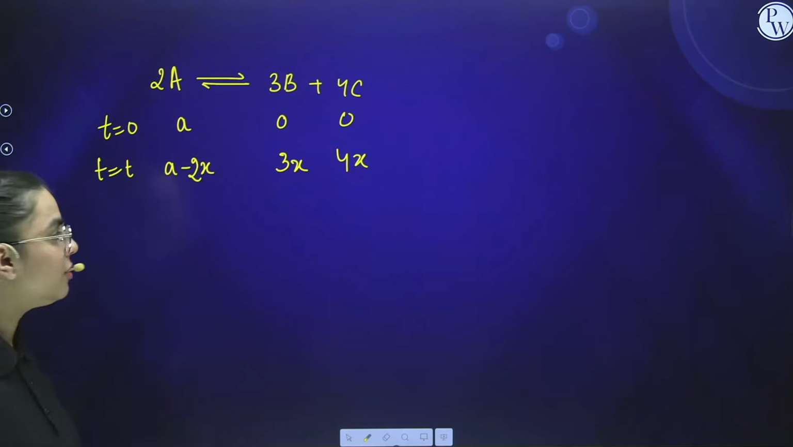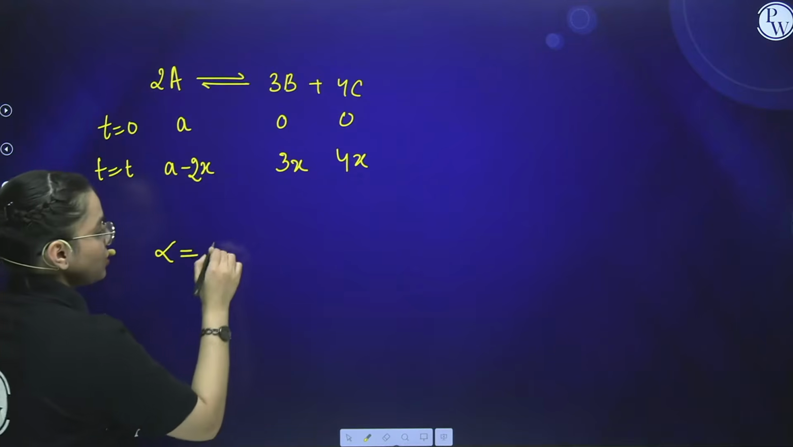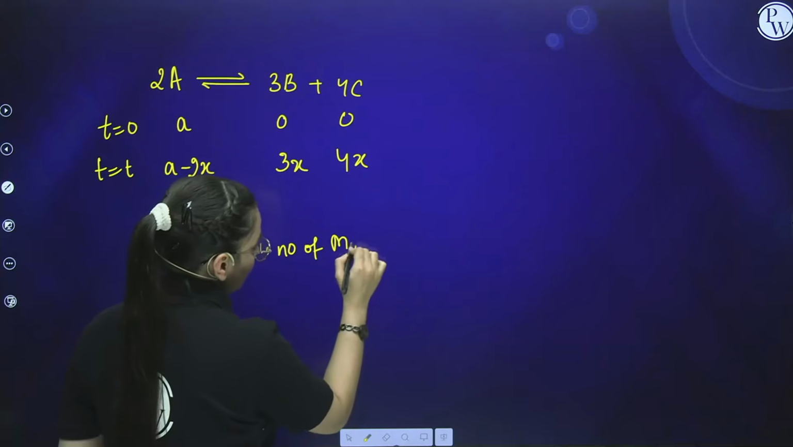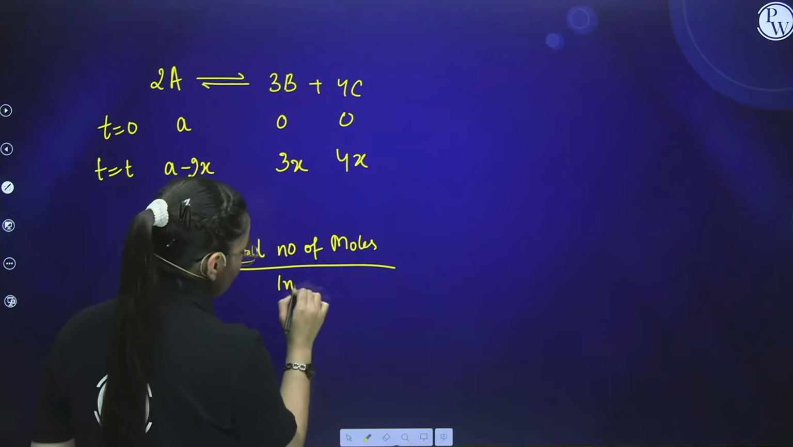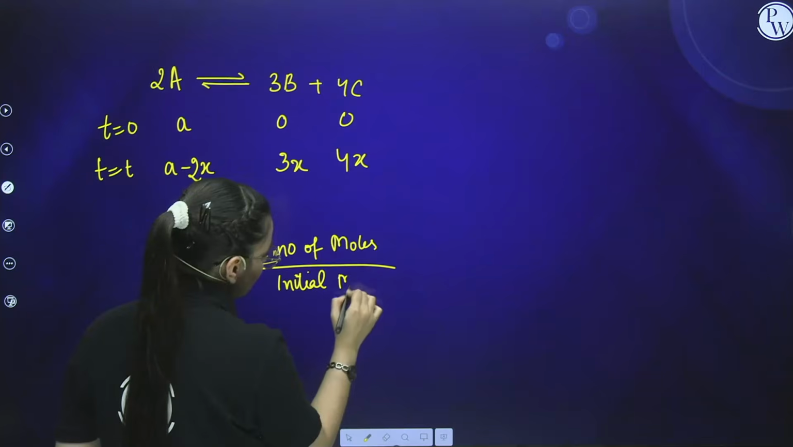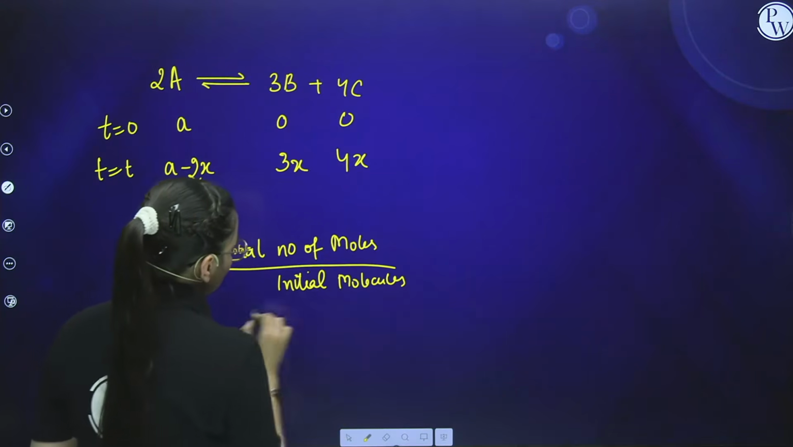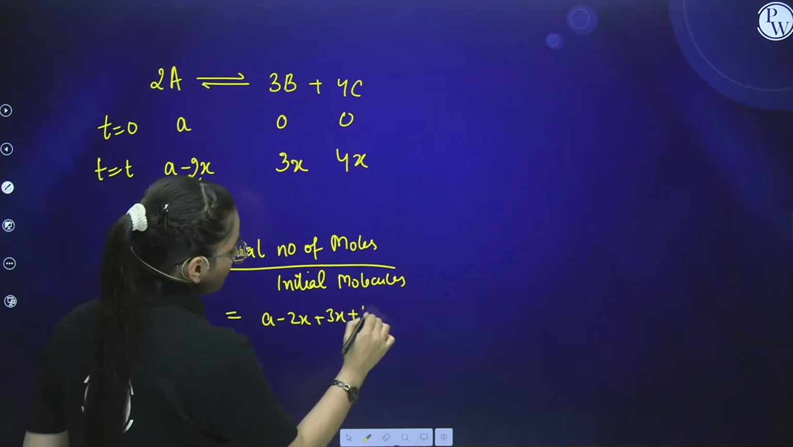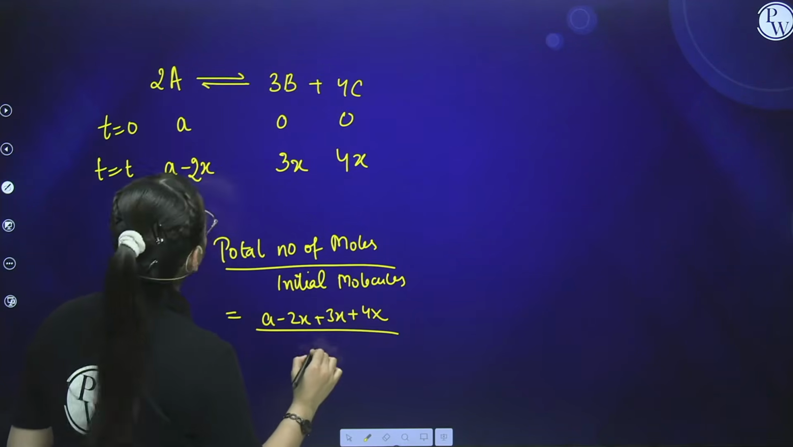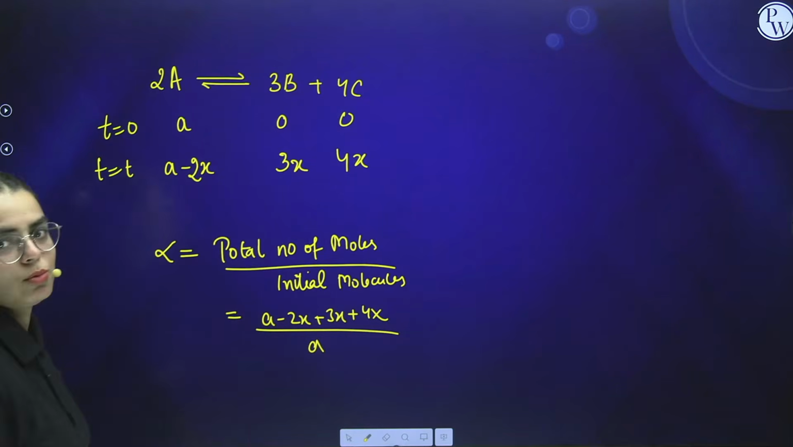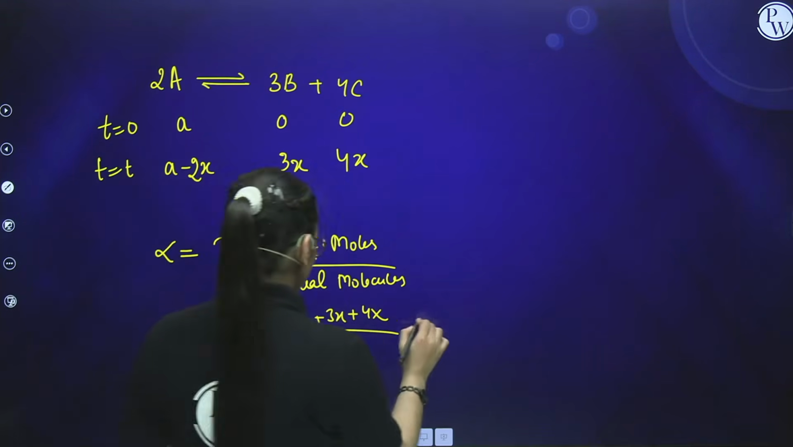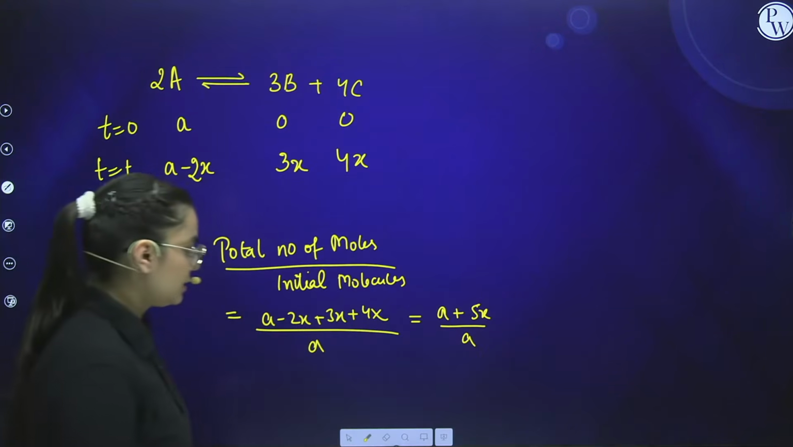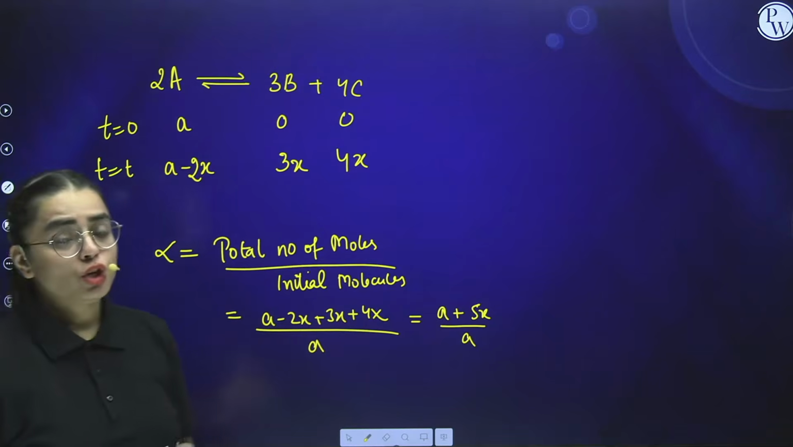Now to calculate alpha, what was alpha? It was total number of moles divided by initial moles of the reactant. So what were the total number of moles? It is a minus 2x plus 3x plus 4x divided by initial moles, which were a. Initial moles were a. So we'll calculate it. We will get a plus 5x by a. So this is the way to do it.